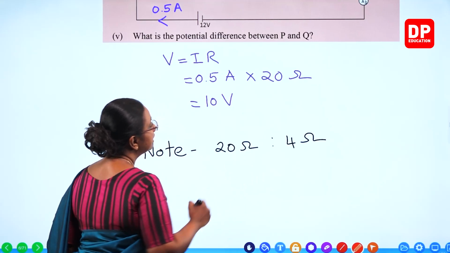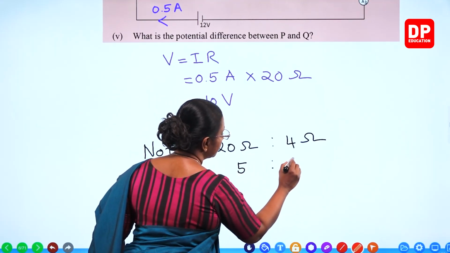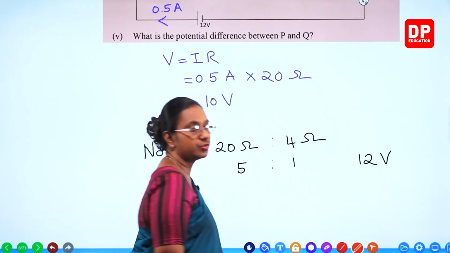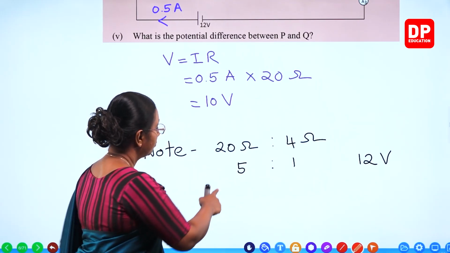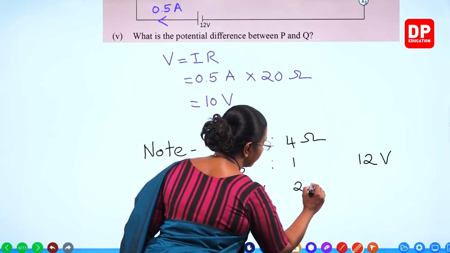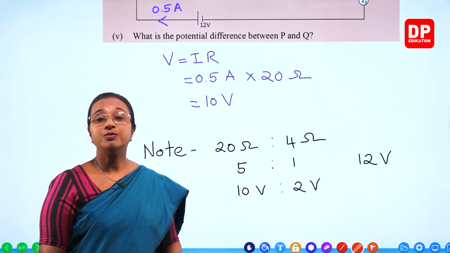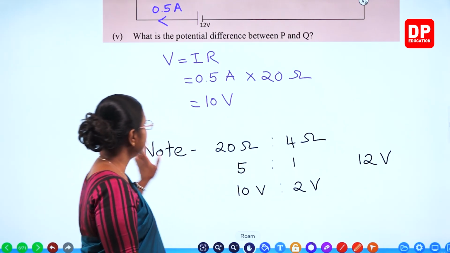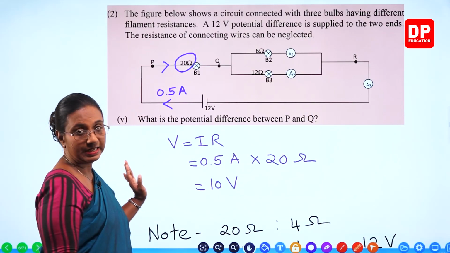If you take the ratio, what is the ratio? 20 and 4, 5:1. And the total voltage is 12 volts. So if you divide 12 by 6, it's 2. So the 5 ratio means this is going to be 10 volts and this is going to be 2 volts. Like that also you can find the value and check it easily. But here, since we have the method, we have calculated it.